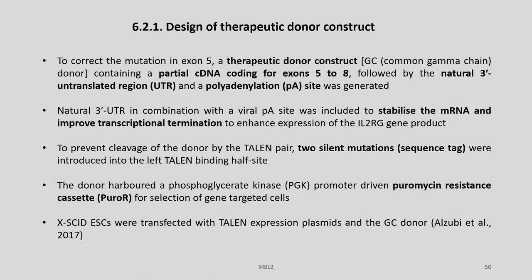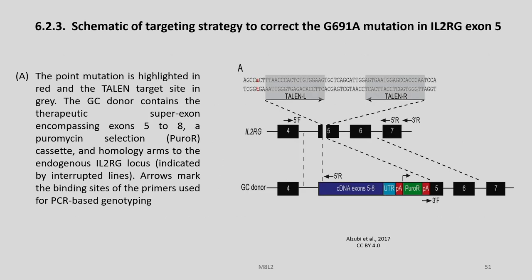To prevent cleavage of the donor by the TALEN pair, two silent mutations were introduced into the left TALEN binding half site. The donor harbored a phosphoglycerate kinase promoter driving a puromycin resistance cassette for selection of gene-targeted cells. XKID ESCs were transfected with TALEN expression plasmids and GC donor as reported by Aljubi et al. in 2017. Here is a schematic of targeting strategies to correct the Z691A mutation in IL2RG exon 5.